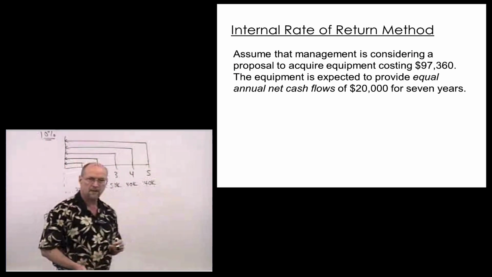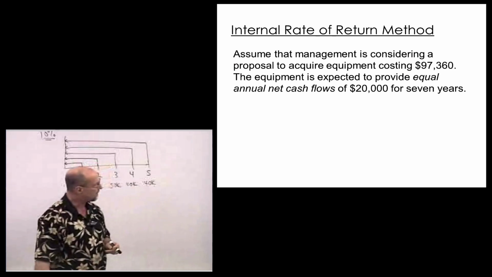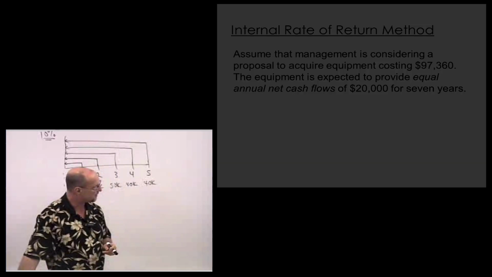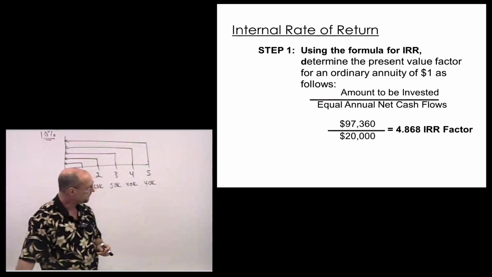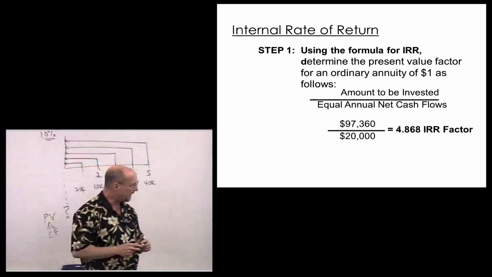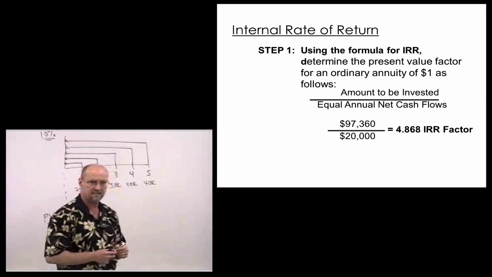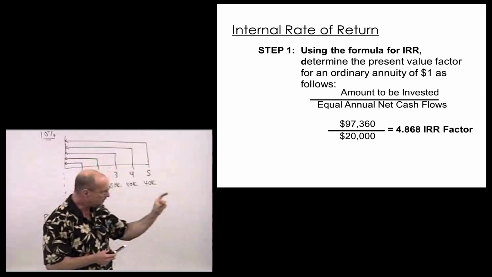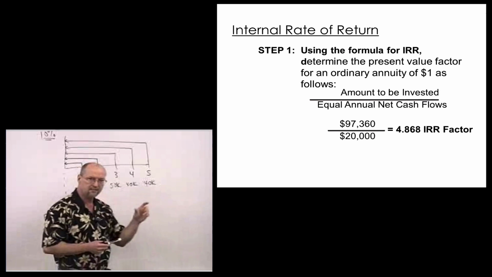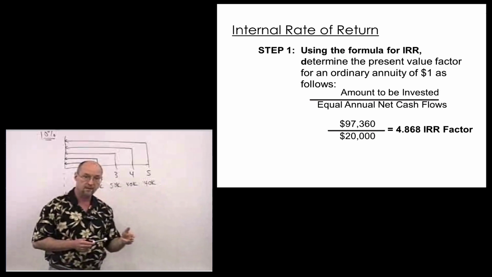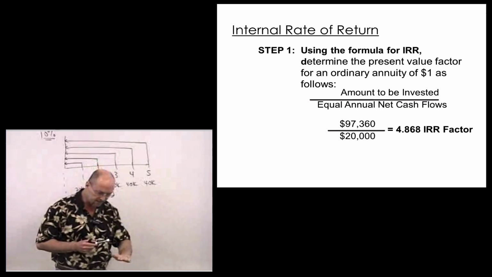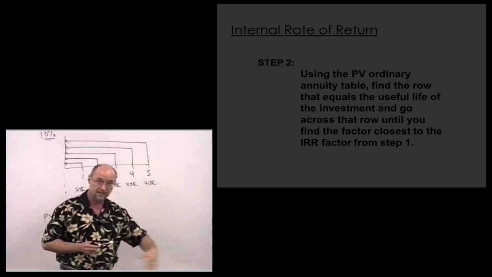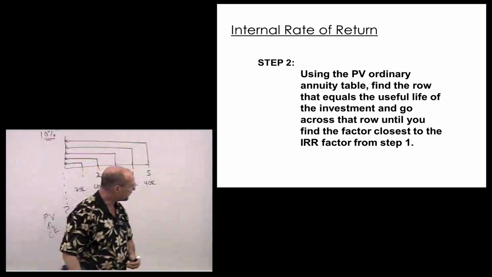Okay, so 7 years is my useful life. So I'm going to divide $97,360 by 20,000. And my internal rate of return factor is 4.868. Okay, so that's the number we're going to use. And we're going to go to the present value ordinary annuity table. This asset is expected to have a life of 7 years. So we're going to go down to the period 7 row. Okay, so the 7th row.